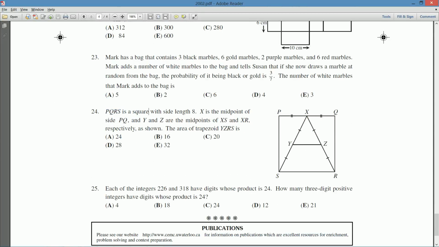PQRS is a square. That means that length PS and length SR and length SQ and length PQ, these are all going to be the same side length, and that side length is 8. Okay? X is the midpoint of side PQ. So being the midpoint, it splits it equally in half, as they have denoted by these little intersecting lines here. So that means that PX and XQ are both going to be the same. They're going to be a half of 8, so they're each going to be 4.